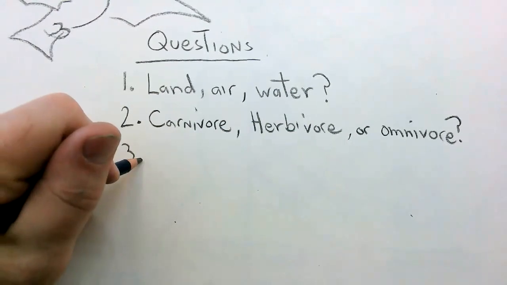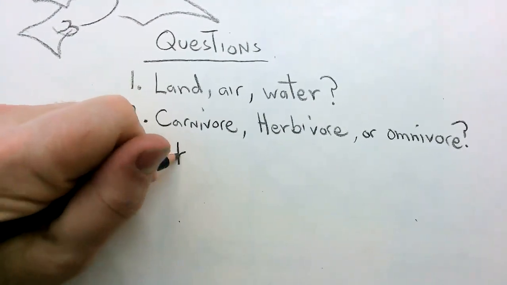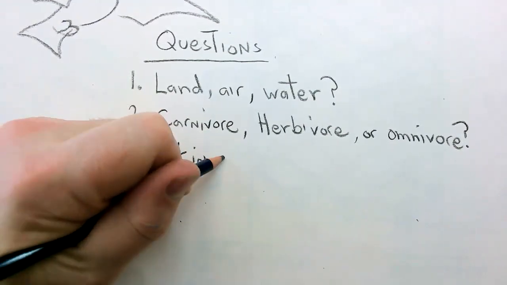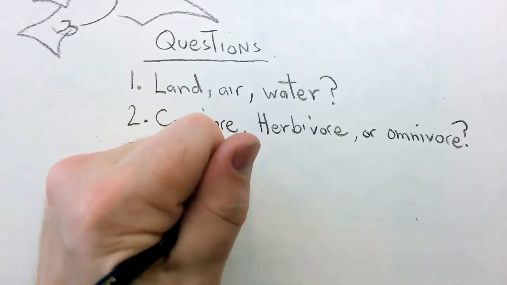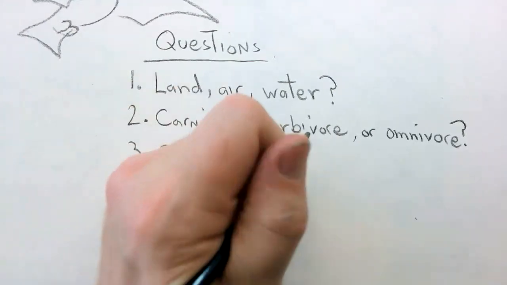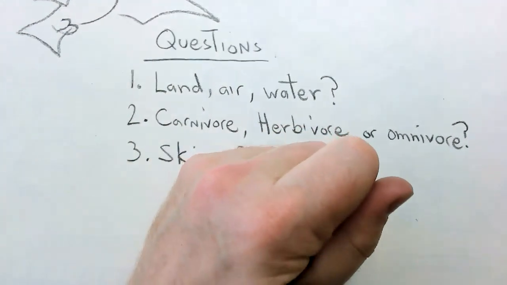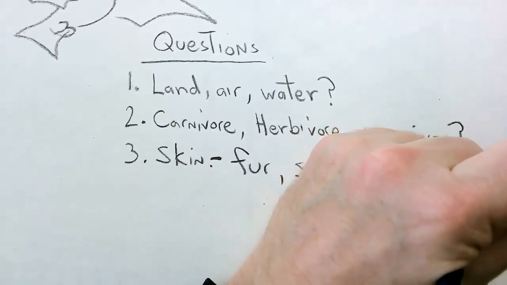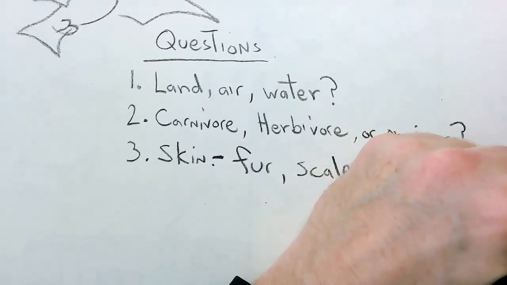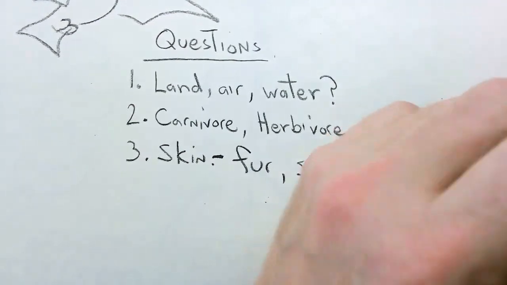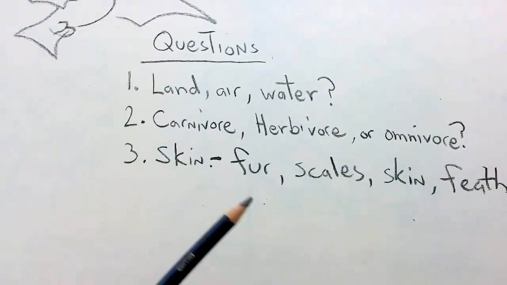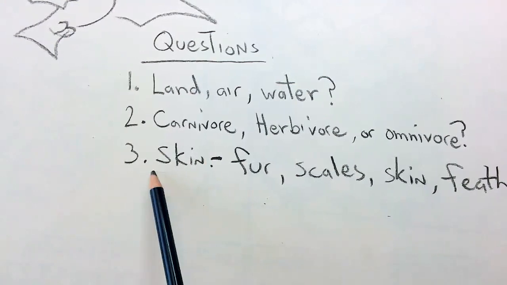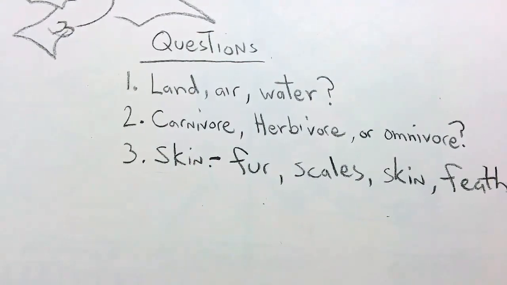Next, number 3 is skin. Skin, and then a dash, fur, scales, skin, feathers. Yeah, I did, but I guess the reason I put it twice is I'm using skin here as the surface of the animal in itself.